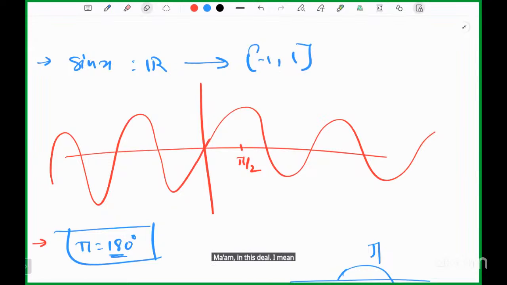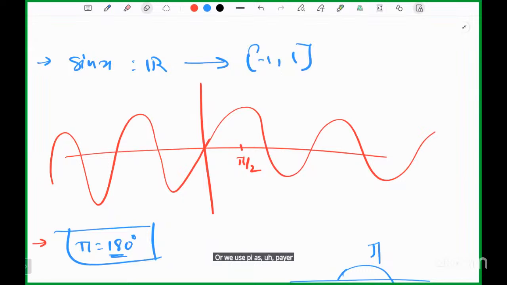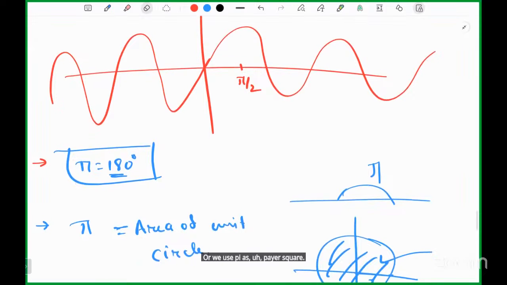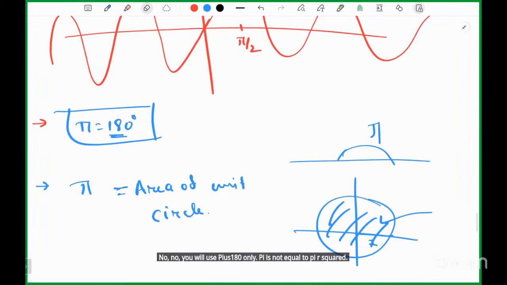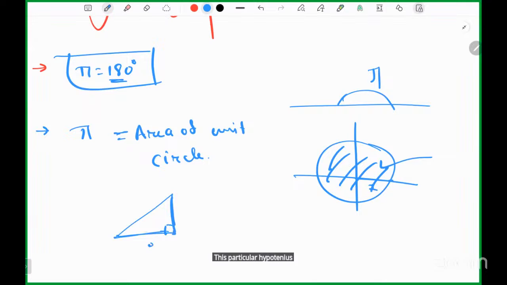Ma'am, in this degree, what will we use for pi? Do we use pi as 180, or pi as pi r square? No, you will use pi as 180 only. Pi is not equal to pi r square. If you want it to be a real quantity, how will you write it down? For example, root 2. You guys know what root 2 is? Root 2 is the length of the hypotenuse of a right angle triangle with 1 unit edges. This is your root 2, right?